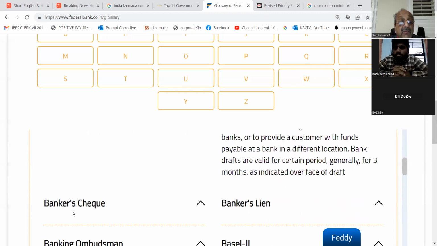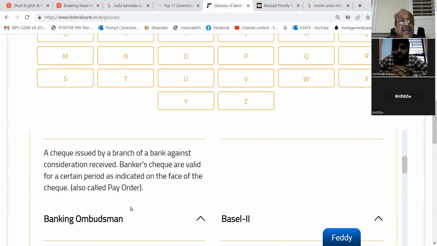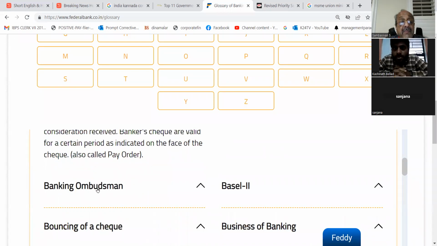Very good. Now, Kashinath, please read banker's check. It means a check issued by a branch of a bank against consideration received. Banker's checks are valid for a certain period as indicated on the face of the check. In parenthesis, also called pay order.